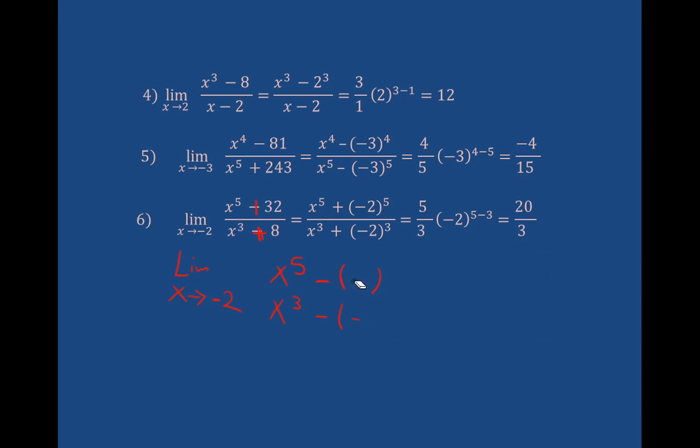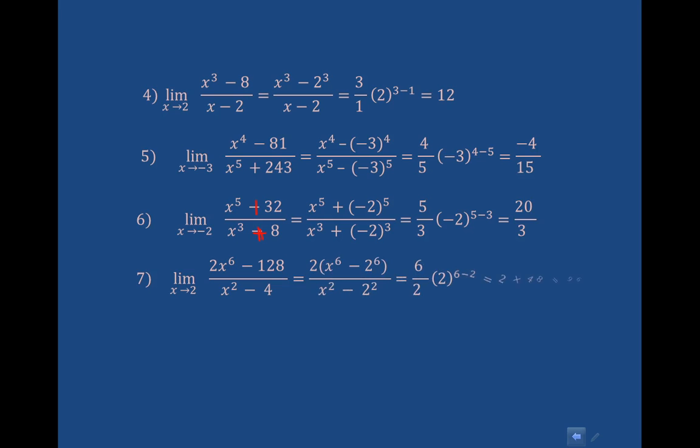Again, this problem number 6 is x power 5 plus 32 over x power 3 plus 8. Another problem, number 7. Limit when x tends to 2 of the expression, the numerator is 2x power 6 minus 128 over the denominator x squared minus 4. The first step here, 2 should be taken as a common factor, because of the law x power n minus a power n over x power m minus a power m. You should take 2 as a common factor.